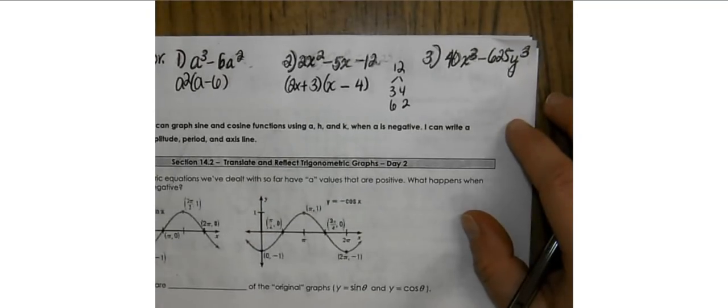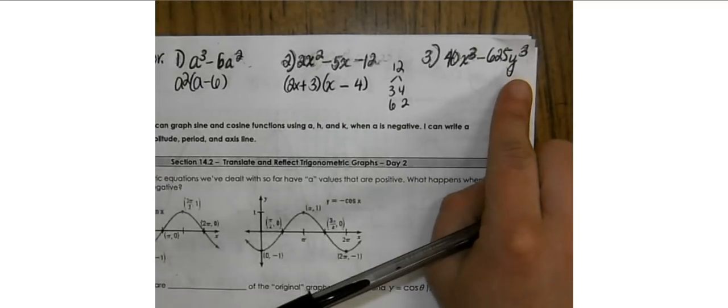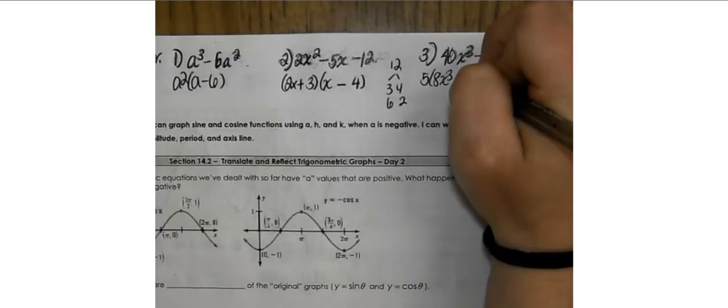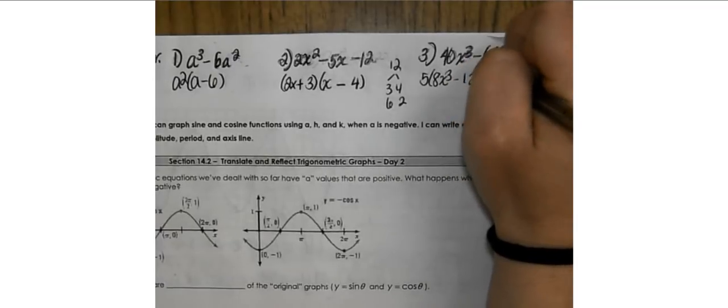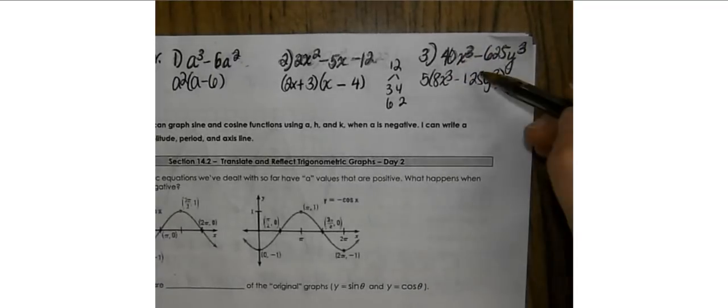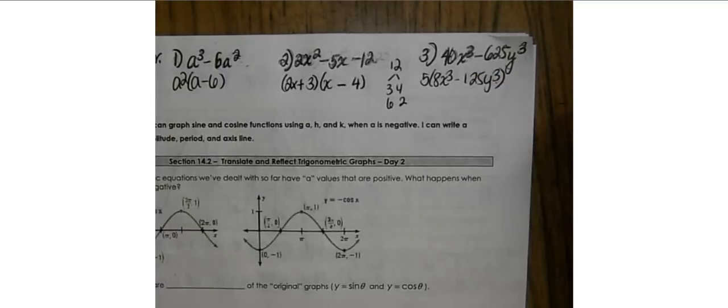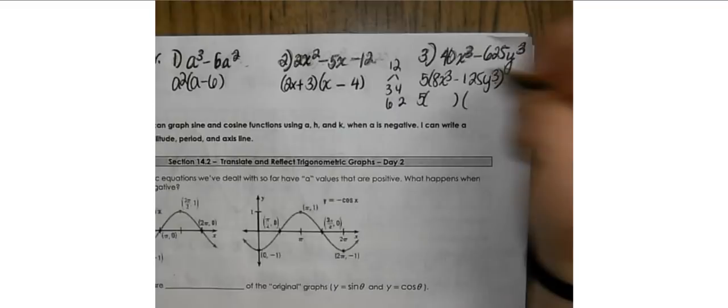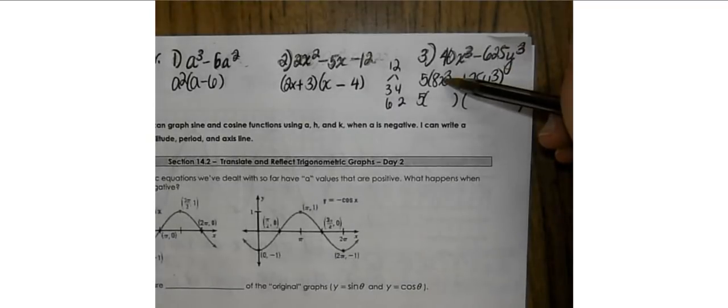40x cubed and 625y cubed, both of these two terms have in common a 5. So I'm going to factor out that GCF of 5. And when I do that, I end up with 8x cubed minus 125y cubed. Well, 8x cubed minus 125y cubed, that is a difference of cubes, which means I'm going to be using square, opposite, product, square. So I'm going to write 5 times a binomial times a trinomial, and in my binomial, I'm going to take the cube root of each of my terms.